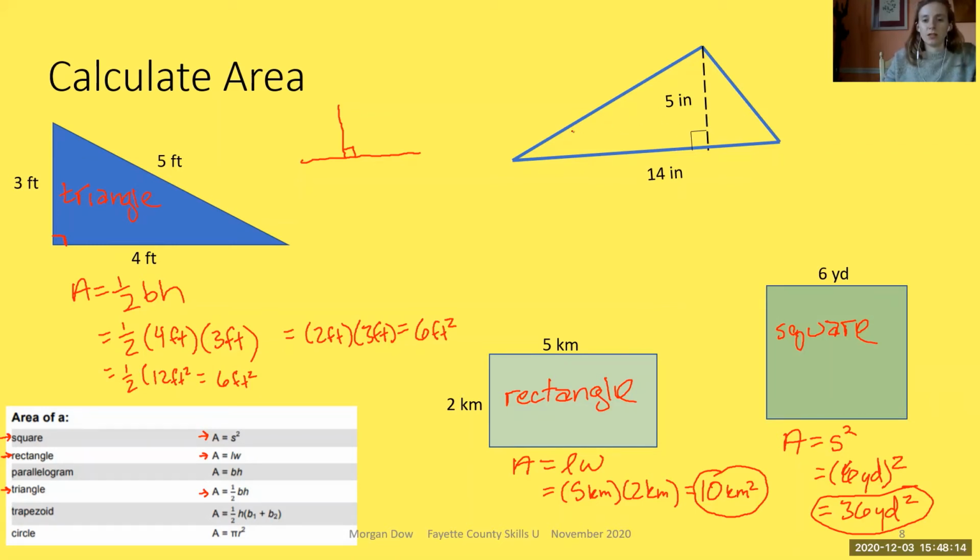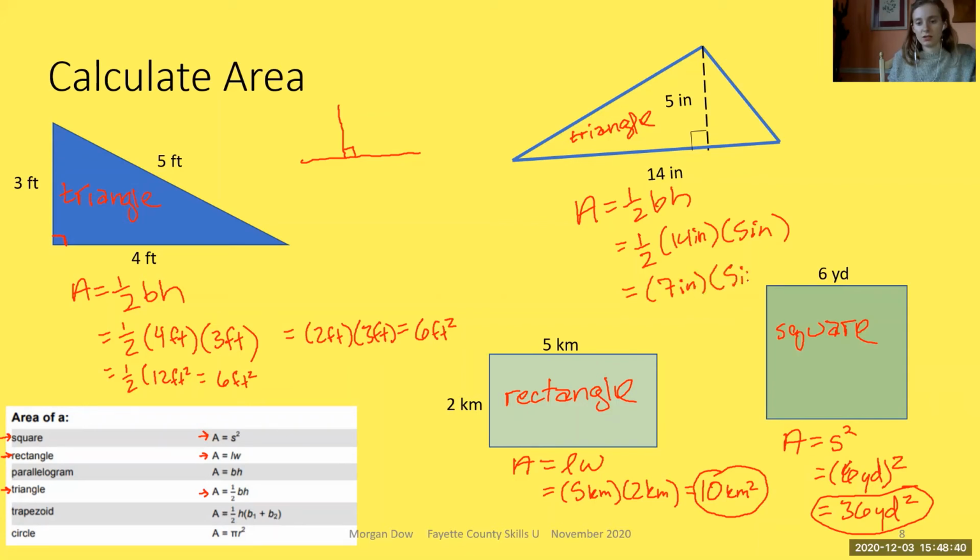All right, and let's move on to this fourth shape here, this triangle. The area of a triangle is 1/2 base times height. So that would be 1/2 times 14 inches times 5 inches. 1/2 of 14 is 7. So 7 inches times 5 inches gives me 35 square inches. And that's the area of that triangle.